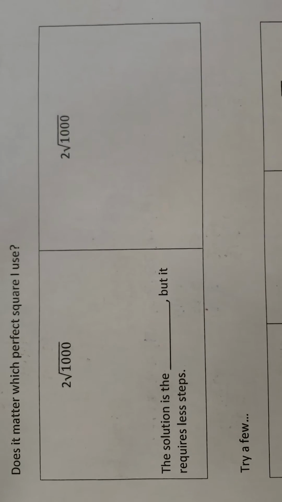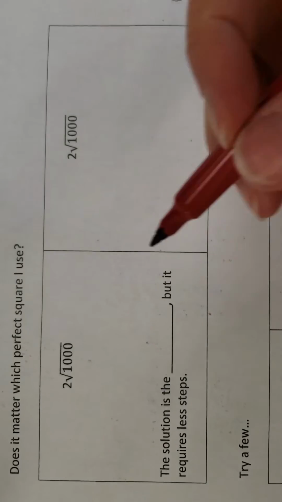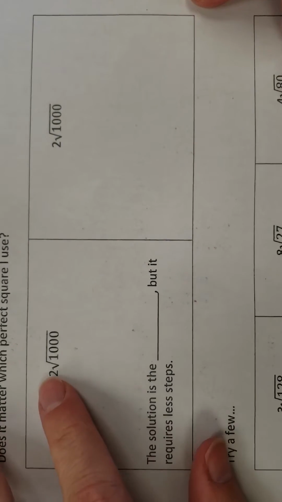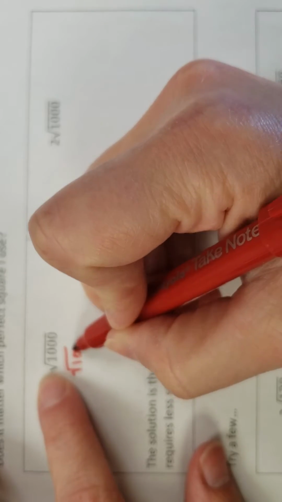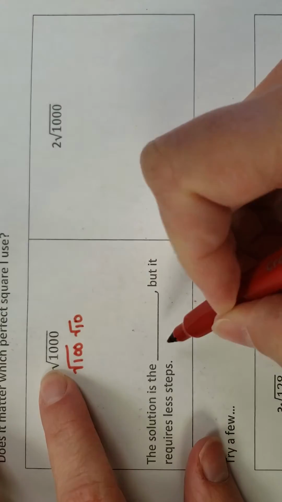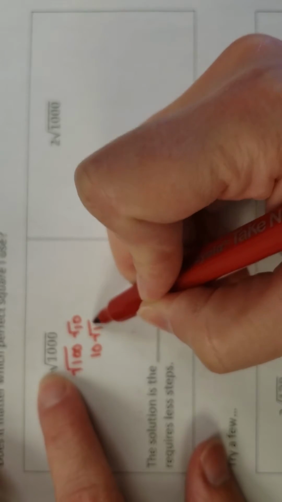Okay. Now I said just a few minutes ago that I would explain what happens if you don't pull out the largest perfect square. And so let me please show you what the difference is and what you can do to get around that if that happens. Okay, so the largest perfect square that goes into 1,000 is 100 times 10. And the square root of 100 is 10, square roots of 10.